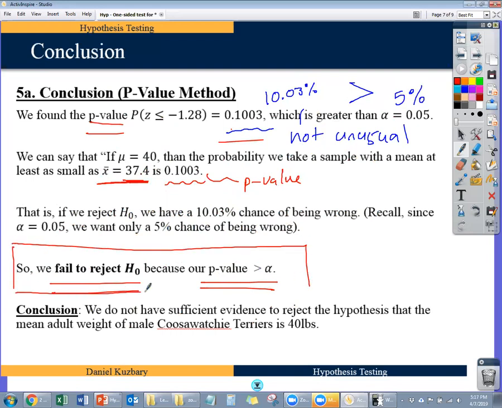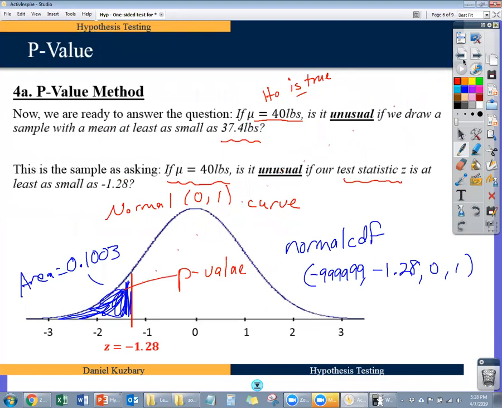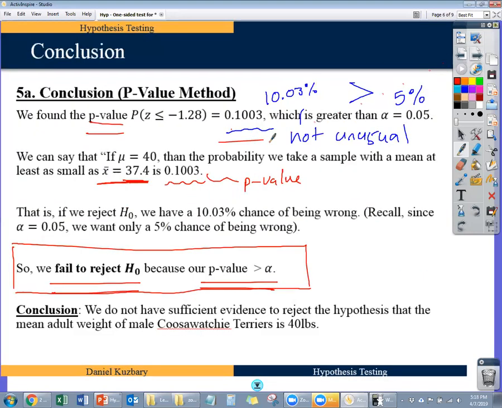So this is a nice general statement worth writing down. And if it doesn't make sense, you can try watching this again and look at some more examples. But as a rule, if our p-value, which is this number, 0.1003, this area that we found, is bigger than alpha, we're going to fail to reject H naught. Again, it's because we wanted to call something unusual if there was a 5% chance it happened or less. There's a 10% chance this happens, so it's not unusual. So we'll fail to reject H naught. We're perfectly fine saying that mu is 40. I'm not 100% sure that's true, but we can't say it's not true. So we're just going to hold on to it.